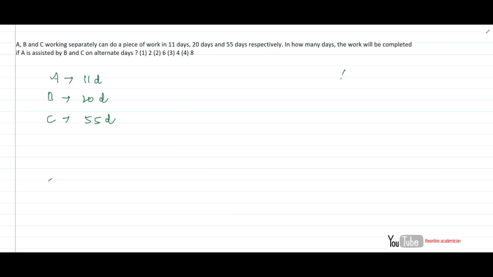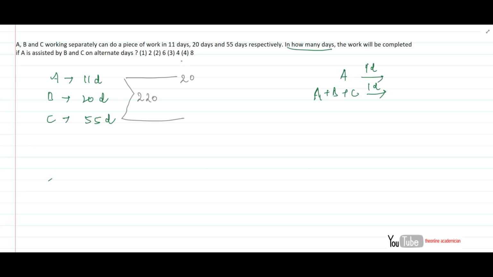That means A is working alone on the first day, and on the second day A is assisted by B and C. So on the second day A plus B are doing the work. So this is what the question says, and we have to find out the days. So we know for this, first take out the LCM. What will be the LCM? I have already told you many times, so I am not going to tell you again. The LCM will be 220.